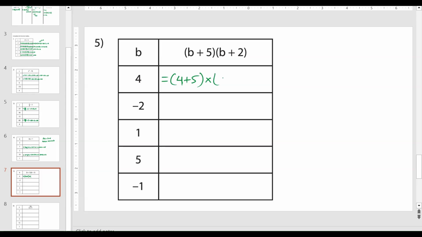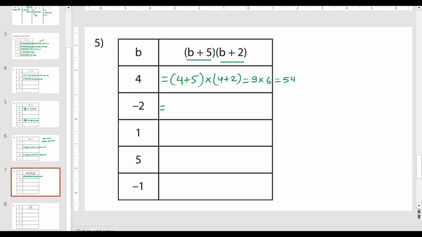So another expression here is the product of two expressions actually, b plus 5 and b plus 2. So 4 plus 2. Now let's simplify this. Inside the bracket 4 plus 5, 9, and there is a multiply sign. 4 plus 2, 6. So we got 9 times 6 is 54. First answer is 54 when we put the value of b as 4.